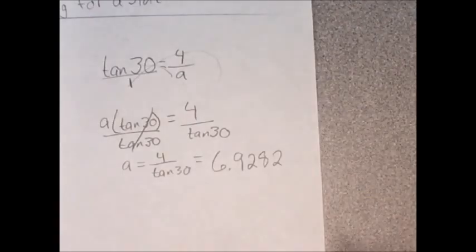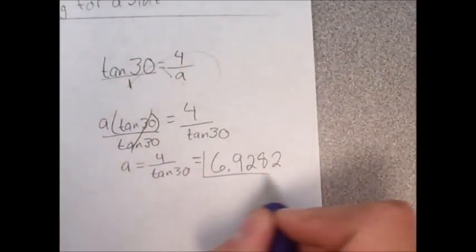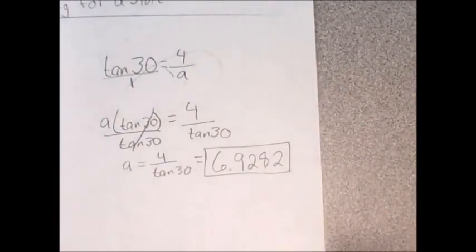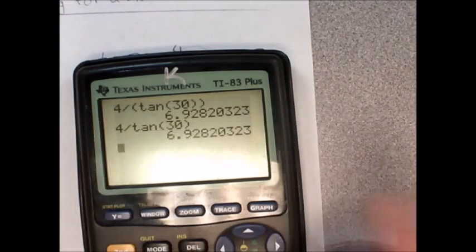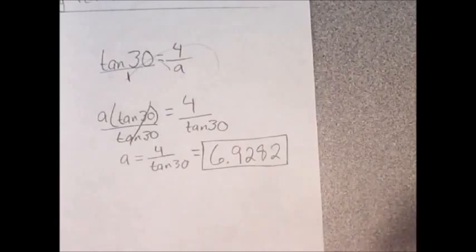Okay, so the answer for A is 6.9282. So it's all of it, not just 9282. I would round from the 0, but it just stays the same there, so I didn't have to round up. So that's my answer for A. Now I have to find C.